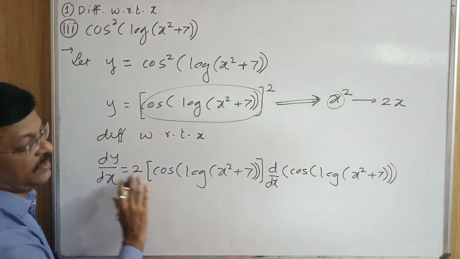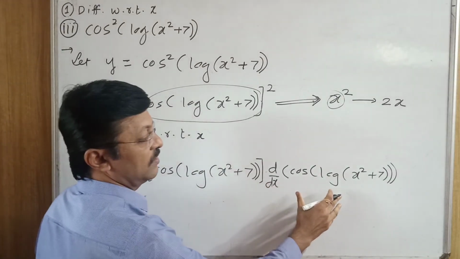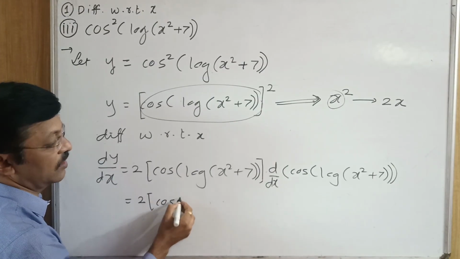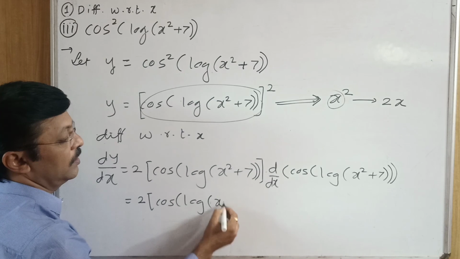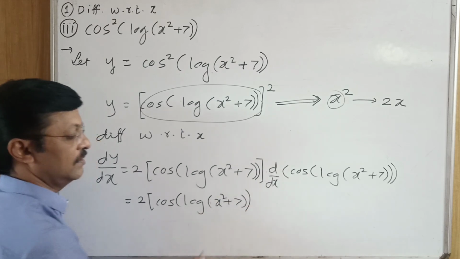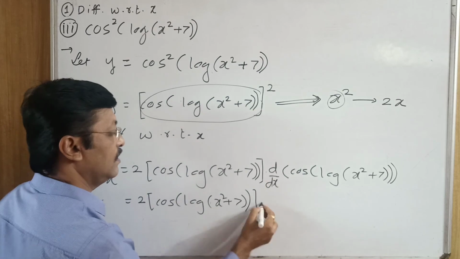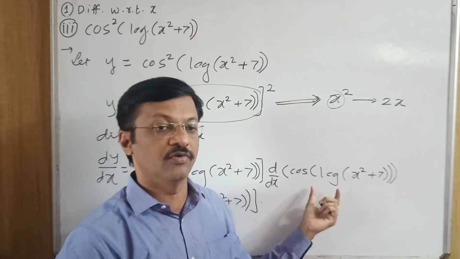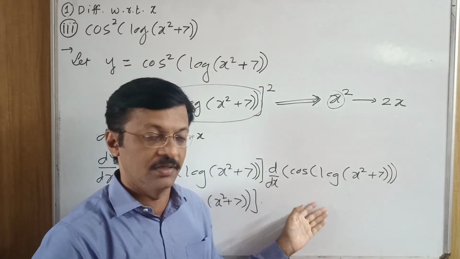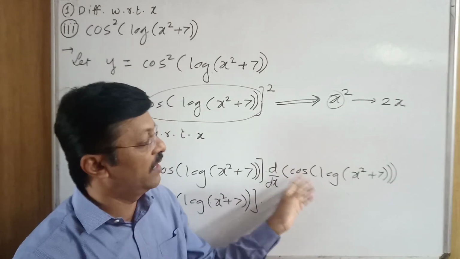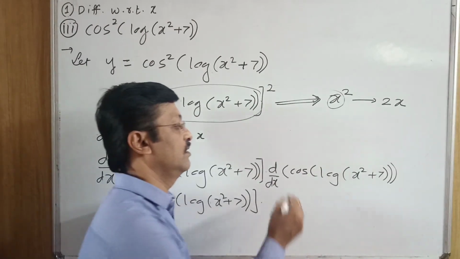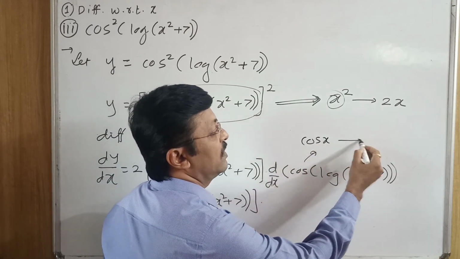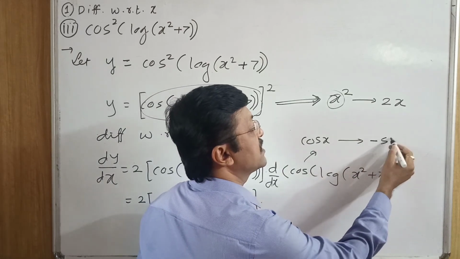So in the next step we shall repeat this part and just focus here. I have to find the derivative of that second part. So 2 into, this is the repeated part, 2 into cos of log of x square plus 7, into, then here you have to consider this function cos of log of x square plus 7. Which function is it looking like? Cos of log of x square plus 7 is not a standard function. It is a composite function. So we have to compare this with a standard function. Cos of anything looks like cos of x, and cos of x, if you differentiate, you get minus sine of x.